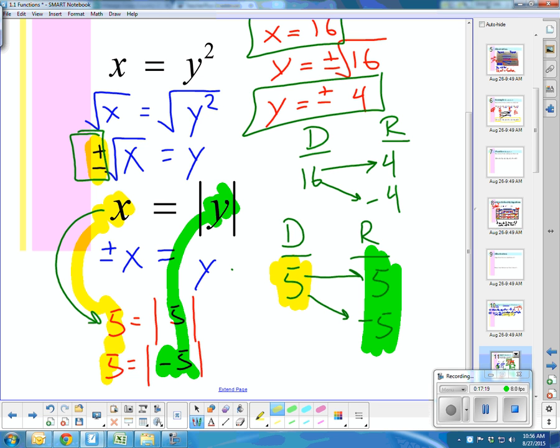Once again, one domain element is being paired with two range elements. The big indicator was that when I solved the equation for y, I got that plus minus. And that's going to be the big indicator that we're going to use.